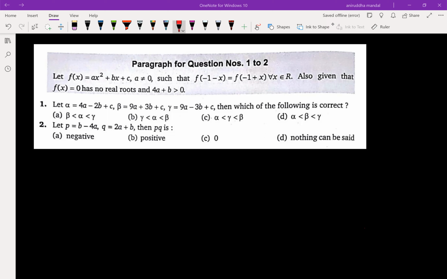Today we will do a few problems based on the quadratic equation. The first problem says, and all the problems are paragraph problems.